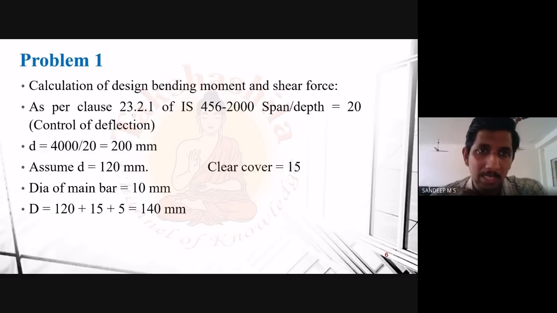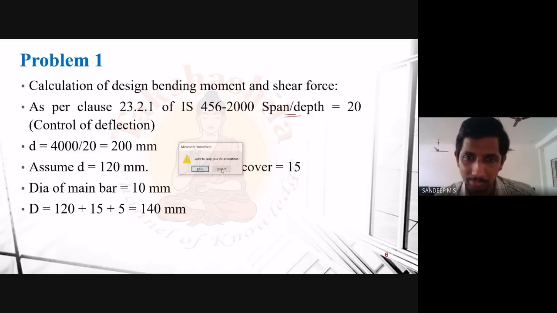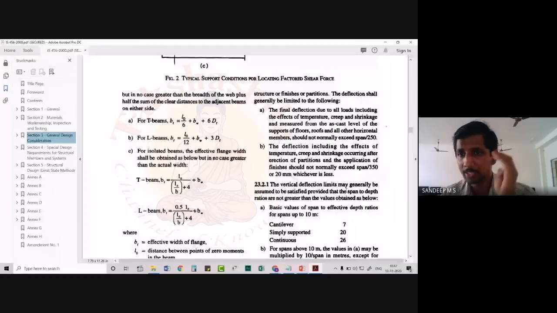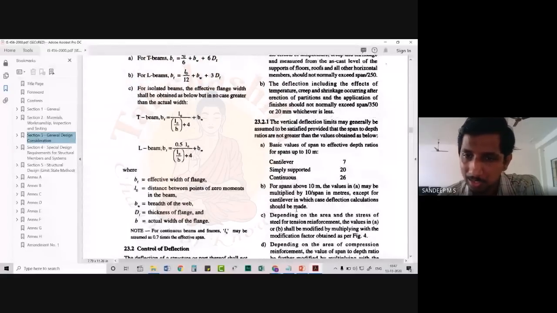As per clause number 23.2.1 of IS 456, span by depth ratio. What was this? This was regarding your control of deflection. That is applicable in the case of slabs also. So let's take the code and look whether we have some difference there. The vertical deflection limits may generally be assumed to be satisfied provided that the span to depth ratios are not generally greater than the basic value for spans up to 10 meters. These things are applicable to beams also. Nothing is specially mentioned like it is just applicable for beams alone.